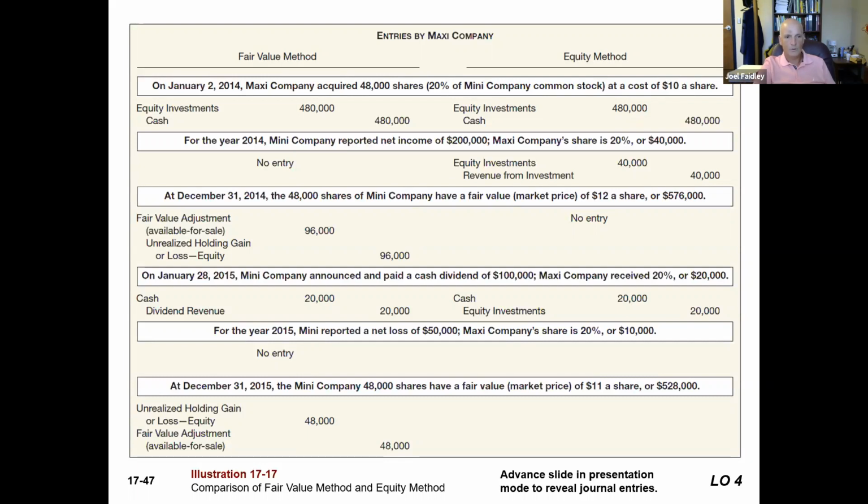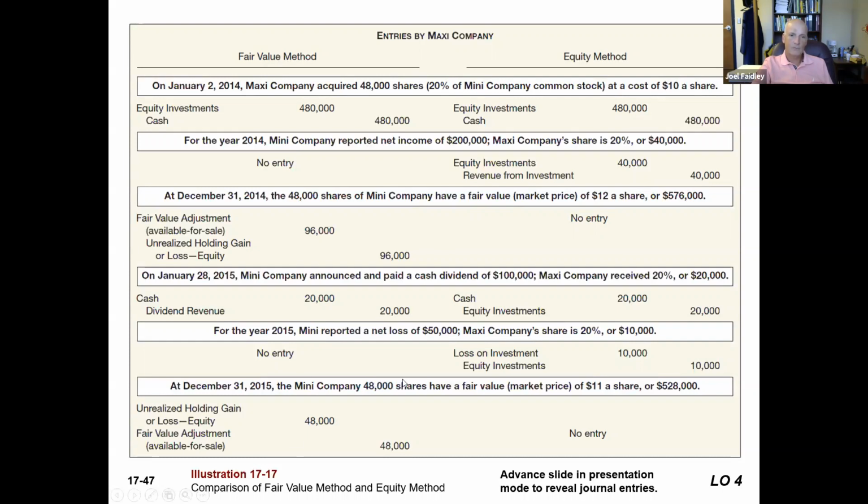And then what happens for 2015? Here's another question about net income. In this case, it's a net loss. You don't care about losses. It's like up here, you didn't care about income. But we're going to record that loss there as a credit against my equity, aren't we? For $10,000. And that goes to my income statement. So that leaves the final one there, which is going to be no entry because it's another fair value comparison.